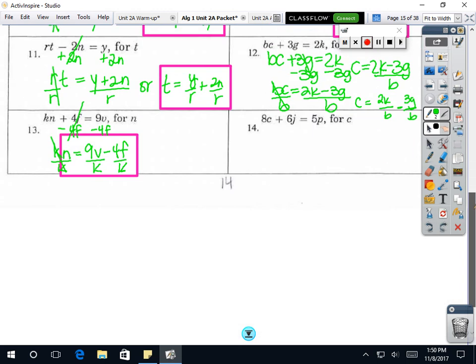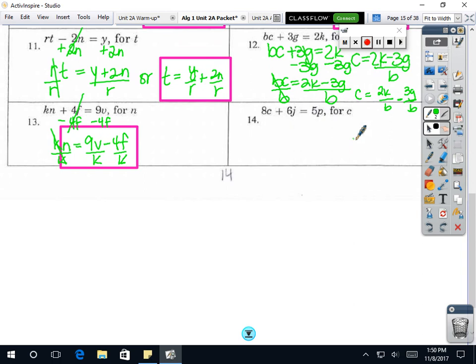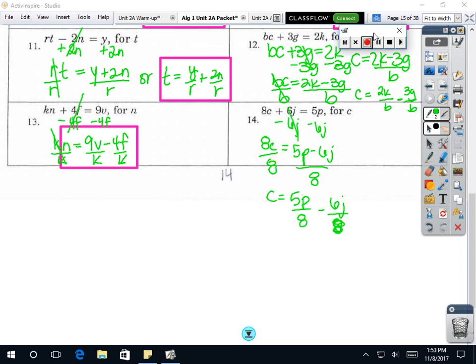Okay, Zaire is going to do number 14. Here we go. The first thing she did was she subtracted the 6j. It canceled. Then she subtracted it on this side. You can't actually combine those, so she just brought it down.